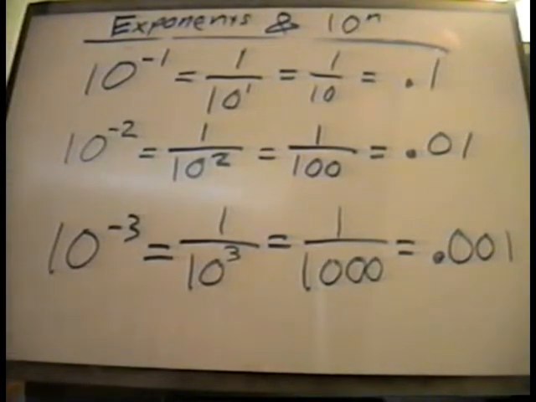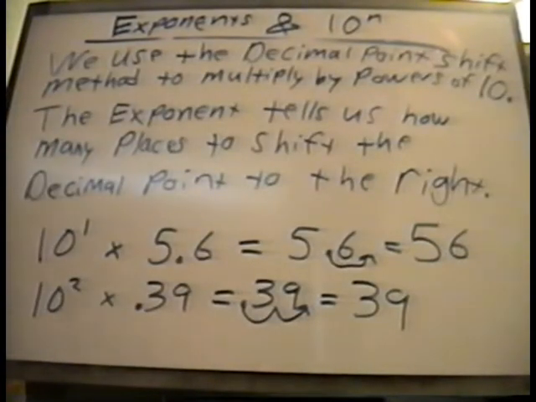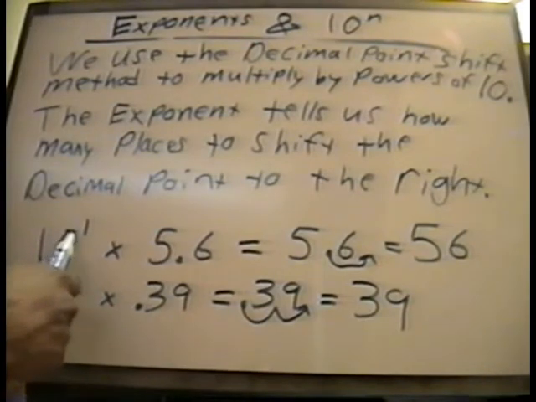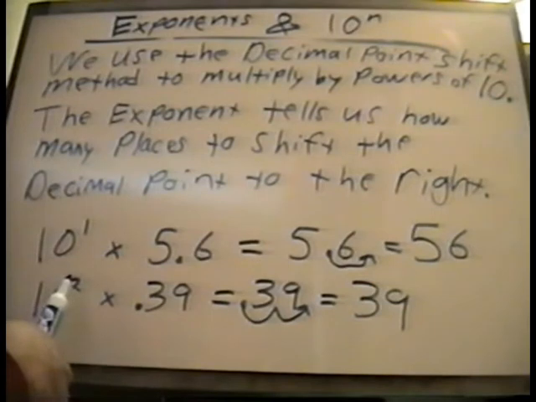To multiply by powers of 10, the exponent tells us how many places to shift the decimal point to the right. Now, when you're multiplying by positive exponents of 10, you shift the decimal point to the right. If we were to multiply by negative exponents, we would shift the decimal point to the left.